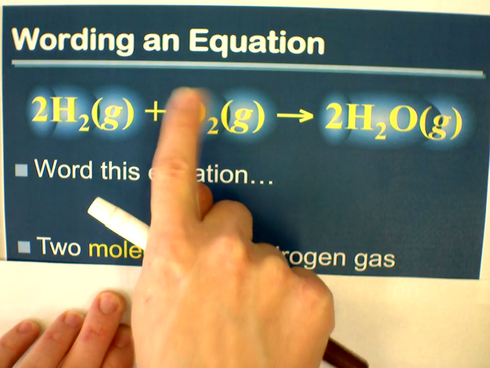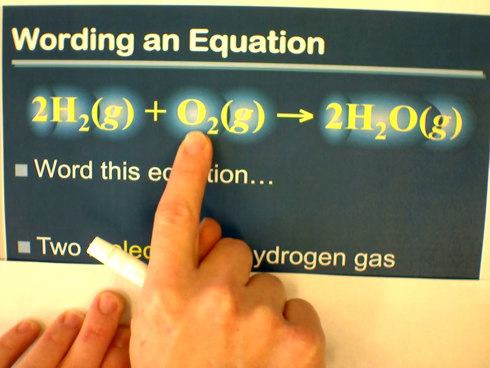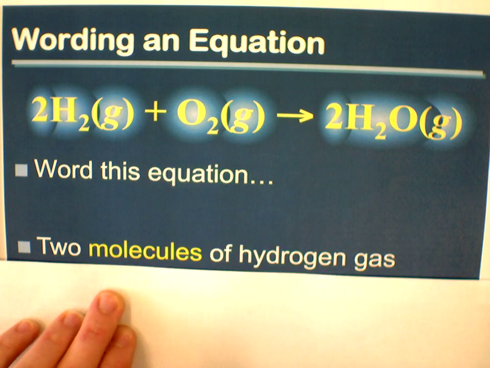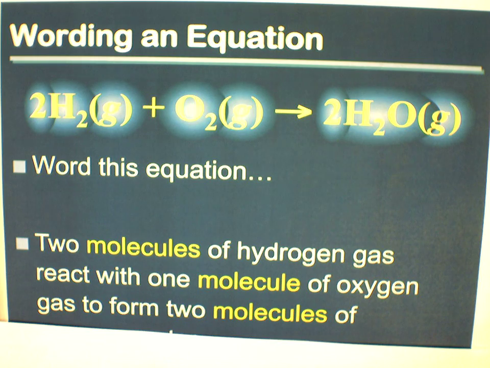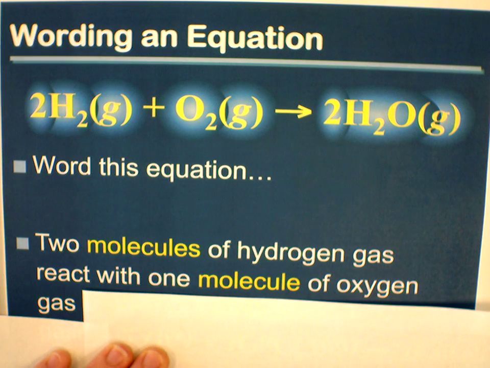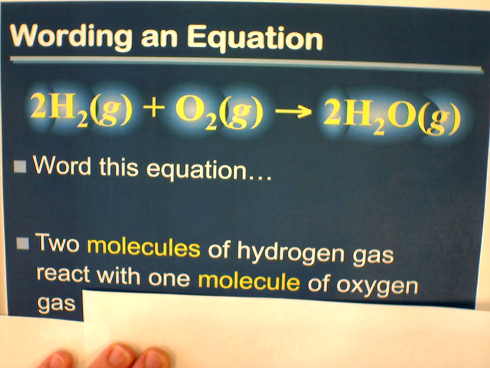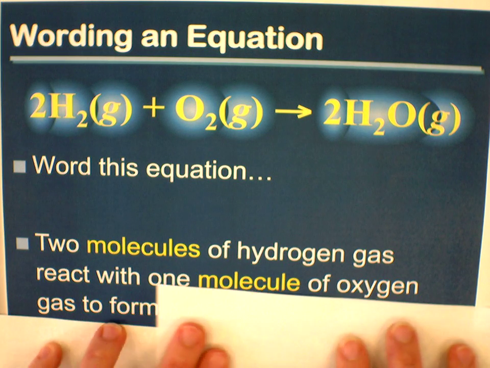And then I look at this piece. There's no coefficient, so I assume it's 1. It's also a gas. It's also a diatomic element, and it's oxygen. So I'm going to call it 1 molecule of oxygen gas. So we'll get rid of this for now. That's as far as I've gotten here. Now I've got the arrow. The arrow means either produces, yields, or forms, just to make sure it's grammatically correct. We've got reacts with 1 molecule of oxygen gas to form.